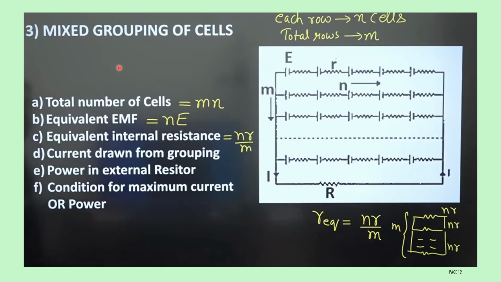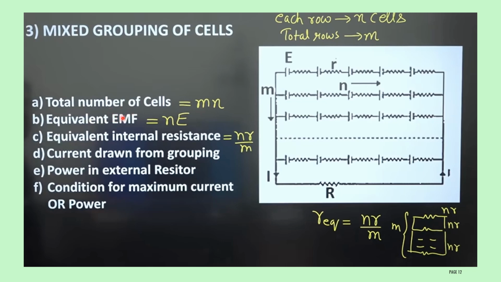Mixed grouping of cells means a combination of cells which is connected in series and also in parallel. Here you can see in this circuit, each row contains n cells and the total number of rows is m. Then the total number of cells is m into n, because n is the number of cells in each row and m is the total rows.